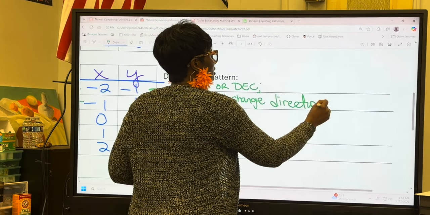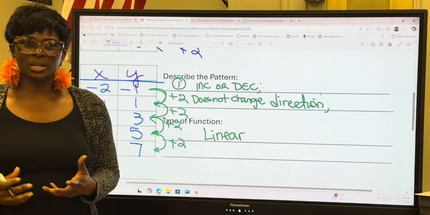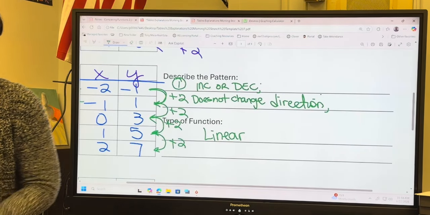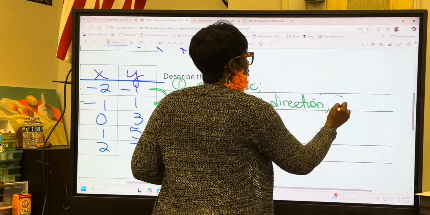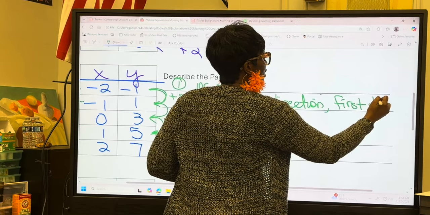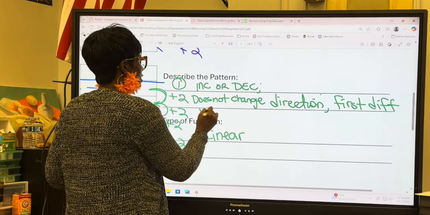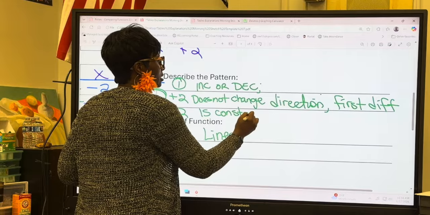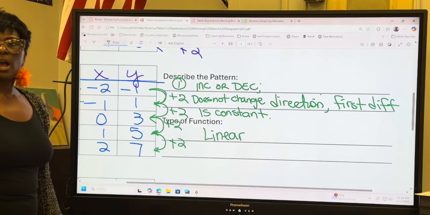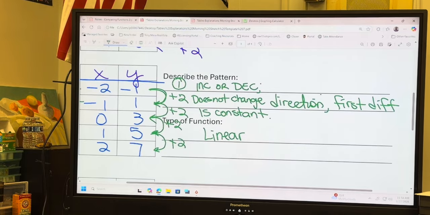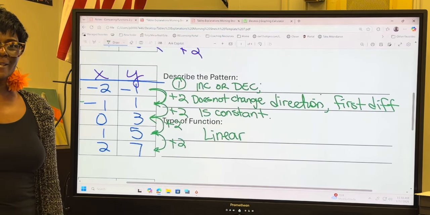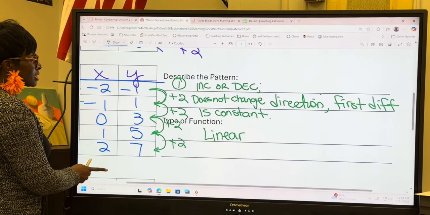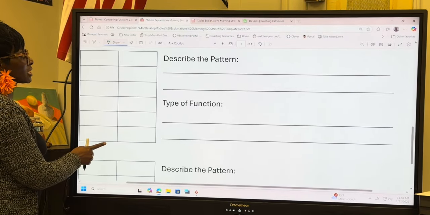What else do we know about this? How did we find it? How did we know that this was definitely linear? What did we do? We look for the first what? Difference. The first difference. So the first difference is constant. Our first difference is constant. That first difference is constant. Any questions? Does that make sense? Yes? All right. Let's move on. All right, what's our next one?